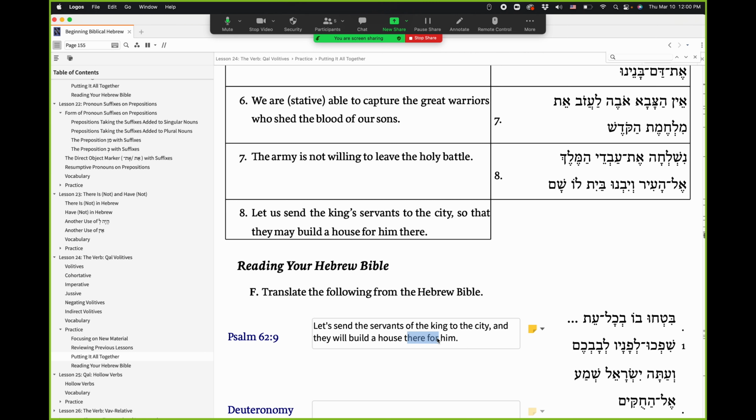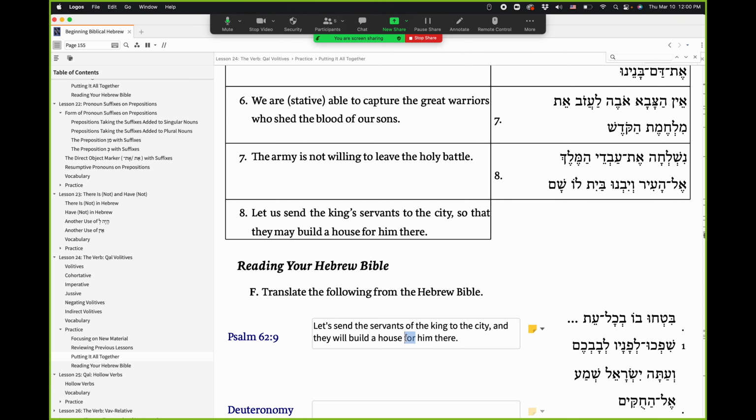Or I could move there to the end. They would build a house for him there. That's also perfectly legitimate. If you did either of those two translations, you would get full credit. Okay. Those are first-year Hebrew translations. Let's go back to that prepositional versus non-prepositional indirect object idea. This would be a second-year Hebrew translation.